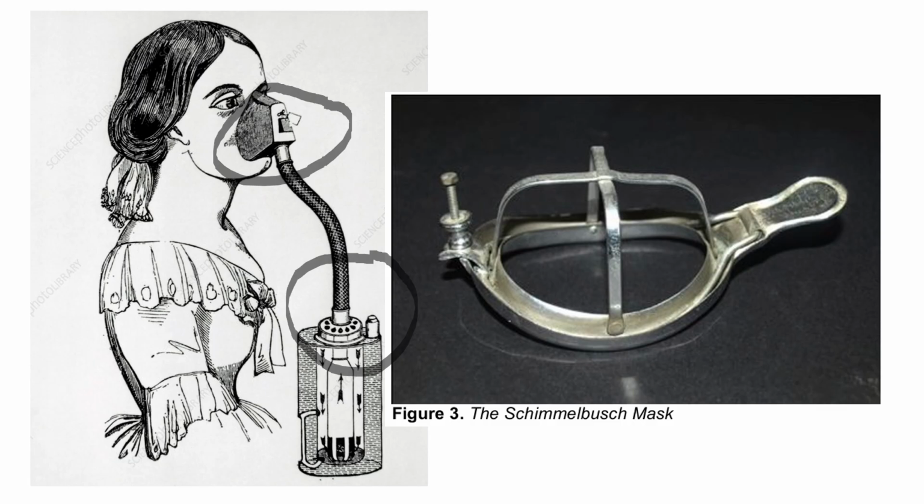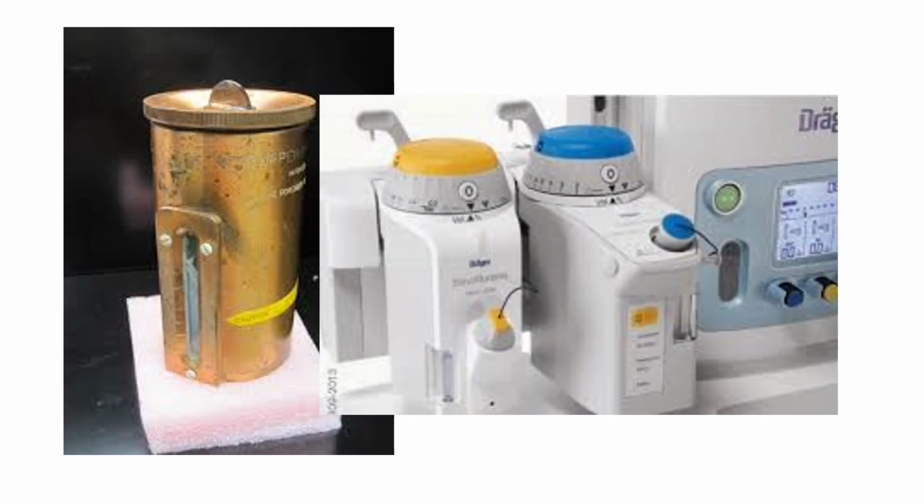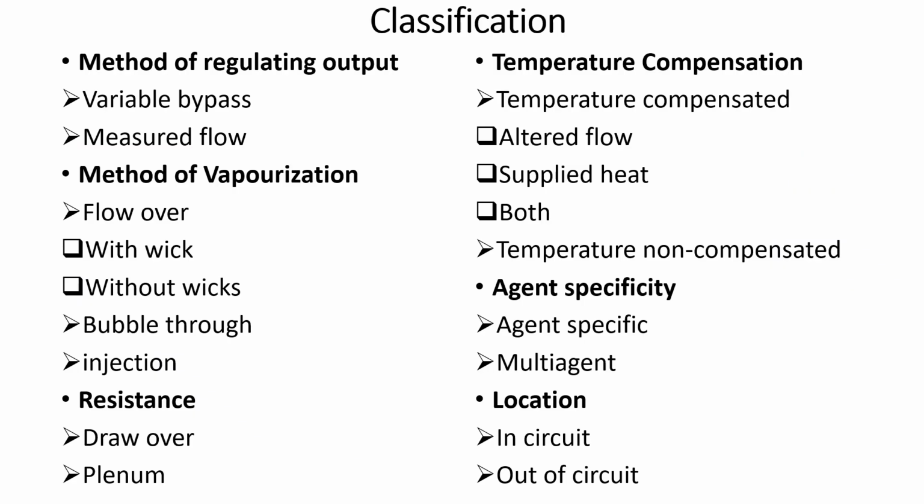So, vaporizers have evolved from simple inhaler devices to today's modern sophisticated ones, which are flow regulated, temperature compensated, concentration calibrated, direct reading, controlled, and unaffected by positive pressure ventilation. Coming to classification of vaporizers, there are various ways in which vaporizers can be classified. It is important to understand this classification in order to understand the functioning of the vaporizers. So we will see each one of these one by one.